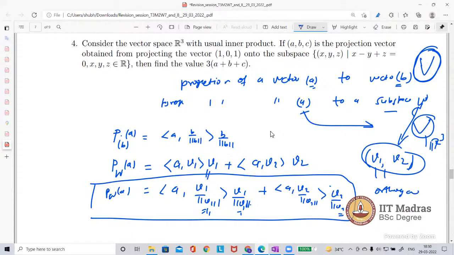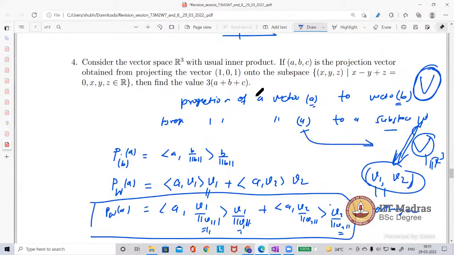So V1, V2 are in W, right? W in the inner product space. V1, V2 are in W, right? This V1, V2 is the basis, an orthonormal or orthogonal basis of W.